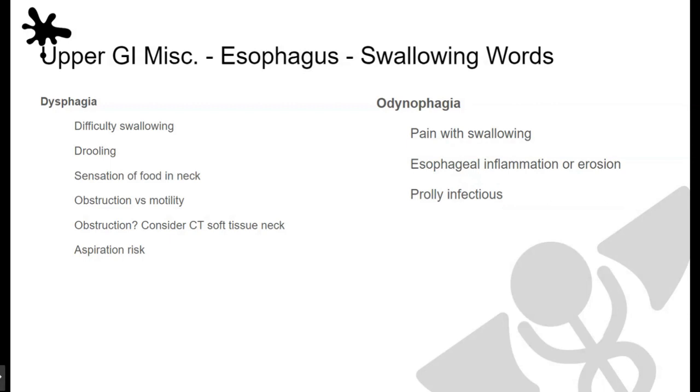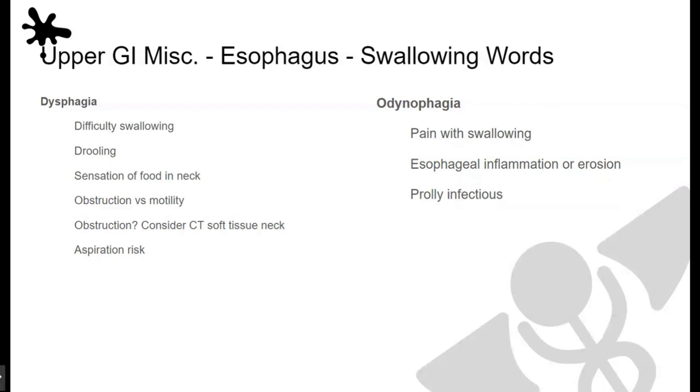If there's an obstruction, you might consider a CT, soft tissue of the neck. If it's a foreign body, you can get the X-ray, but a lot of foreign bodies are translucent. You're not going to be able to see them anyway. If you're thinking of a toddler or something like that, you might get a foreign body series, which actually goes through the entire GI tract looking for things like button batteries and magnets and stuff like that. If you have dysphagia, you are an aspiration risk. 30 degrees head of the bed, please.